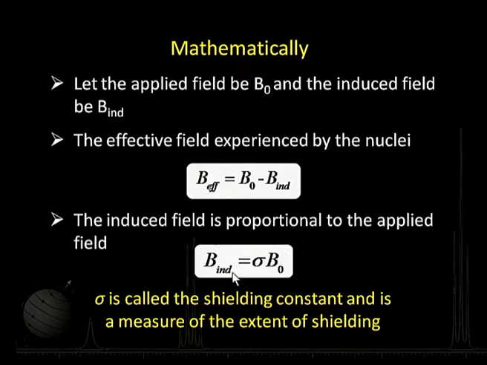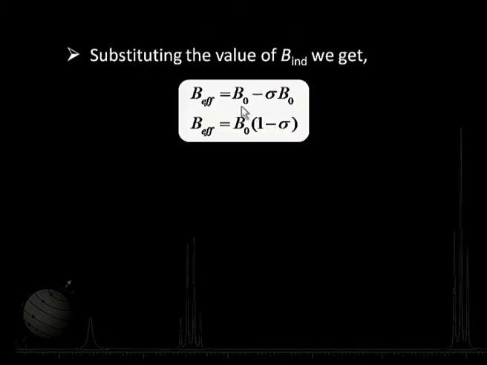Now, I can just substitute it back over here and see what we get. B effective is equal to B naught minus sigma B naught. Simplify a little, take B naught common, it is 1 minus sigma.